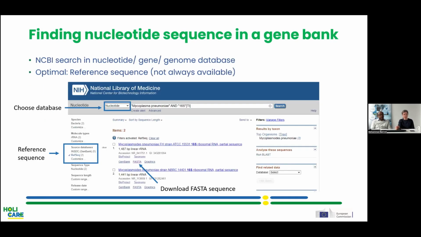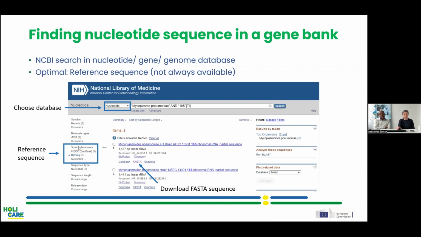So first, you have to get a sequence. Therefore, you can just go on NCBI's website, and there are several databases. You can search in the nucleotide database, in the gene or in the genome database, and search for your species of interest and the target gene. Here I have made an example for Mycoplasma pneumoniae. That is one of the pathogens from the HoliCare Academy. And the 16S gene, which is a typical high copy number gene in prokaryotes.